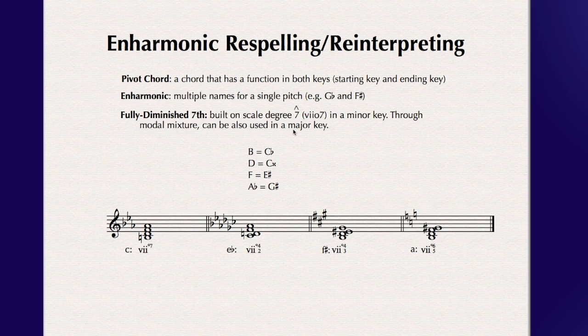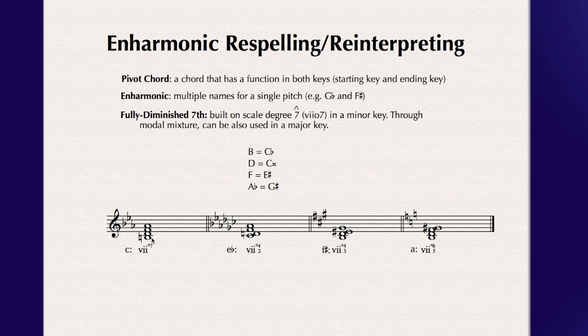The chord we'll look at in this video is the fully diminished seventh chord, which is always built on scale degree 7, so 7 fully diminished 7, and it's found diatonically in a minor key. However, through modal mixture, we can also use that chord in a major key. I've given us an example here in C minor. I've spelled 7 fully diminished 7 in root position, which is B, D, F, and A flat.